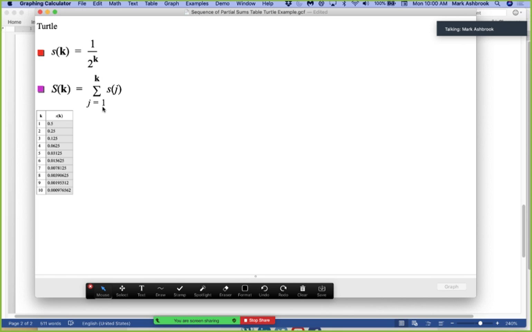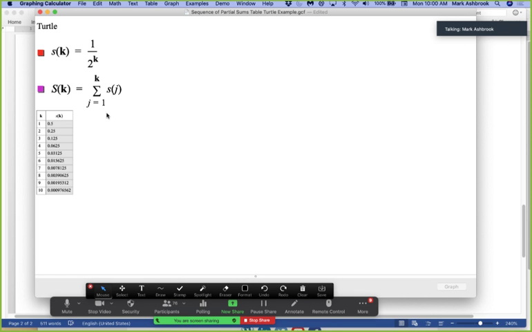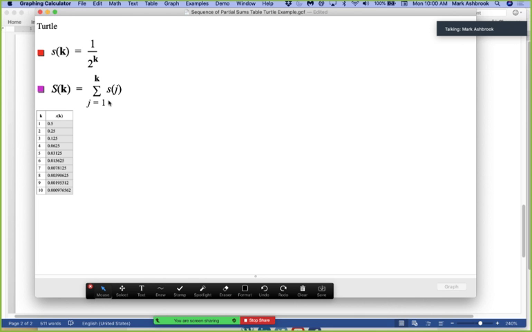So j will be 1, and we'll get the first term. J will be 2, and we'll get the second term. J will be 3, and we'll get the third term, all the way up to the kth term, and then add those all together. That's the kth partial sum. So this should make sense.